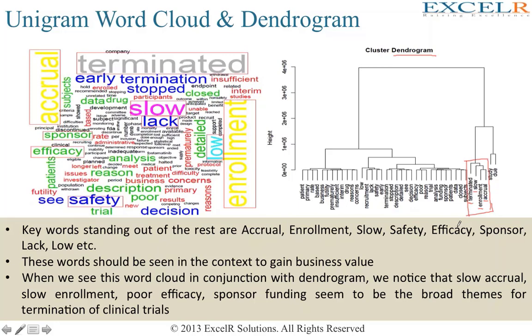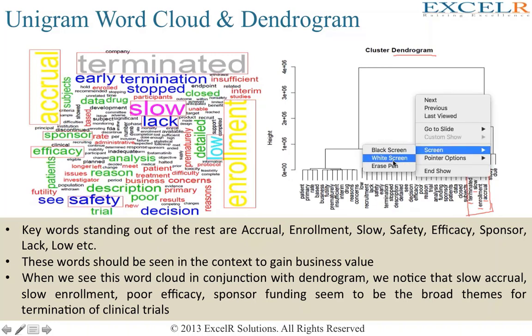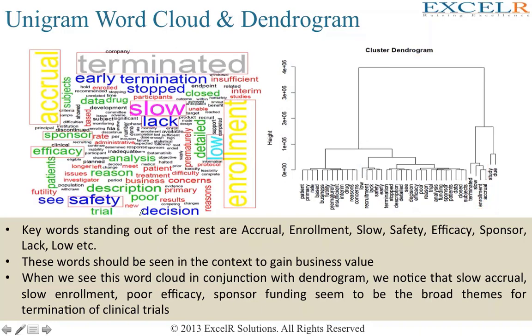Yeah, and if you pay a lot of attention, you'll also come to know about various other things. But this is how you need to couple your word cloud with a dendrogram and then try to make sense. That is the analysis that I've listed here. Keywords which were standing out of the rest are all of these highlighted using a red border. And these words should be seen in context to gain business value.